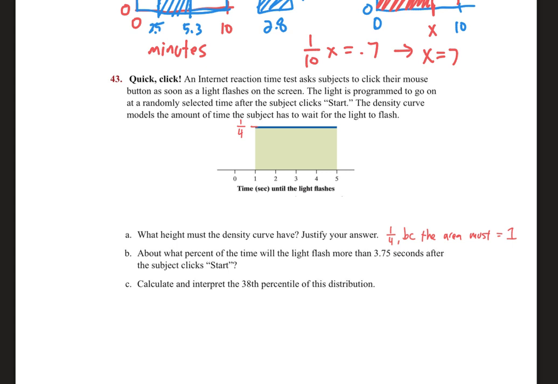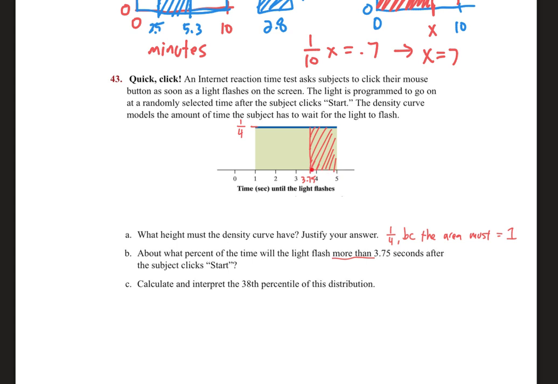Part B. About what percent of the time will the light flash more than 3.75 seconds after the subject clicks start? The fact that they want percent means they want area. Anytime they ask for percent or proportion, they really want area. Let's say that's 3.75 there. More than 3.75 seconds is all that area there. So we just find the area of that rectangle.